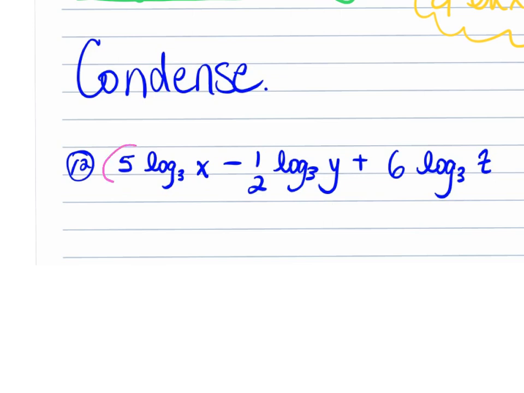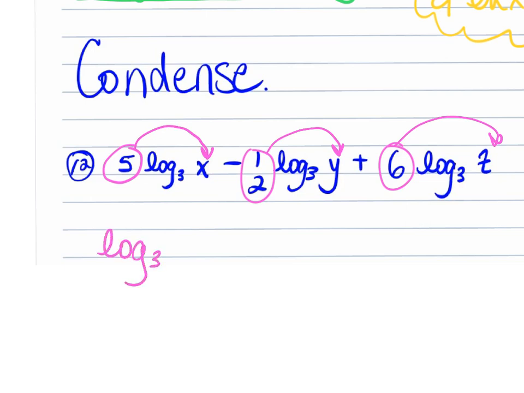What do we do with coefficients? They become what? Exponents, right? Agreed? So I can rewrite this as log base 3 of x to the fifth. I have x to the 5th. What does that mean? Subtract. Divide. Log base 3 of root y, y to the 1/2, which is the same as the square root of y, and then times z to the 6.